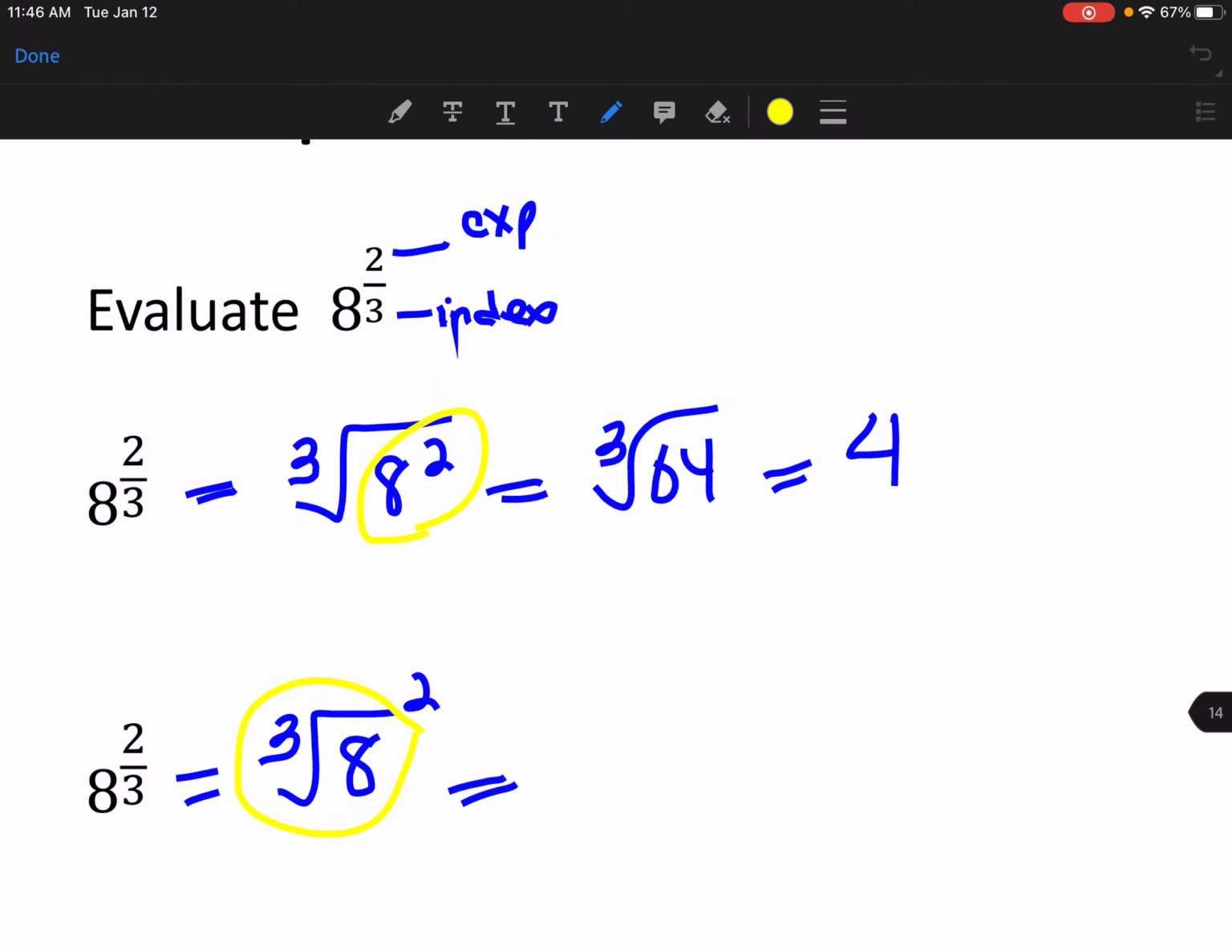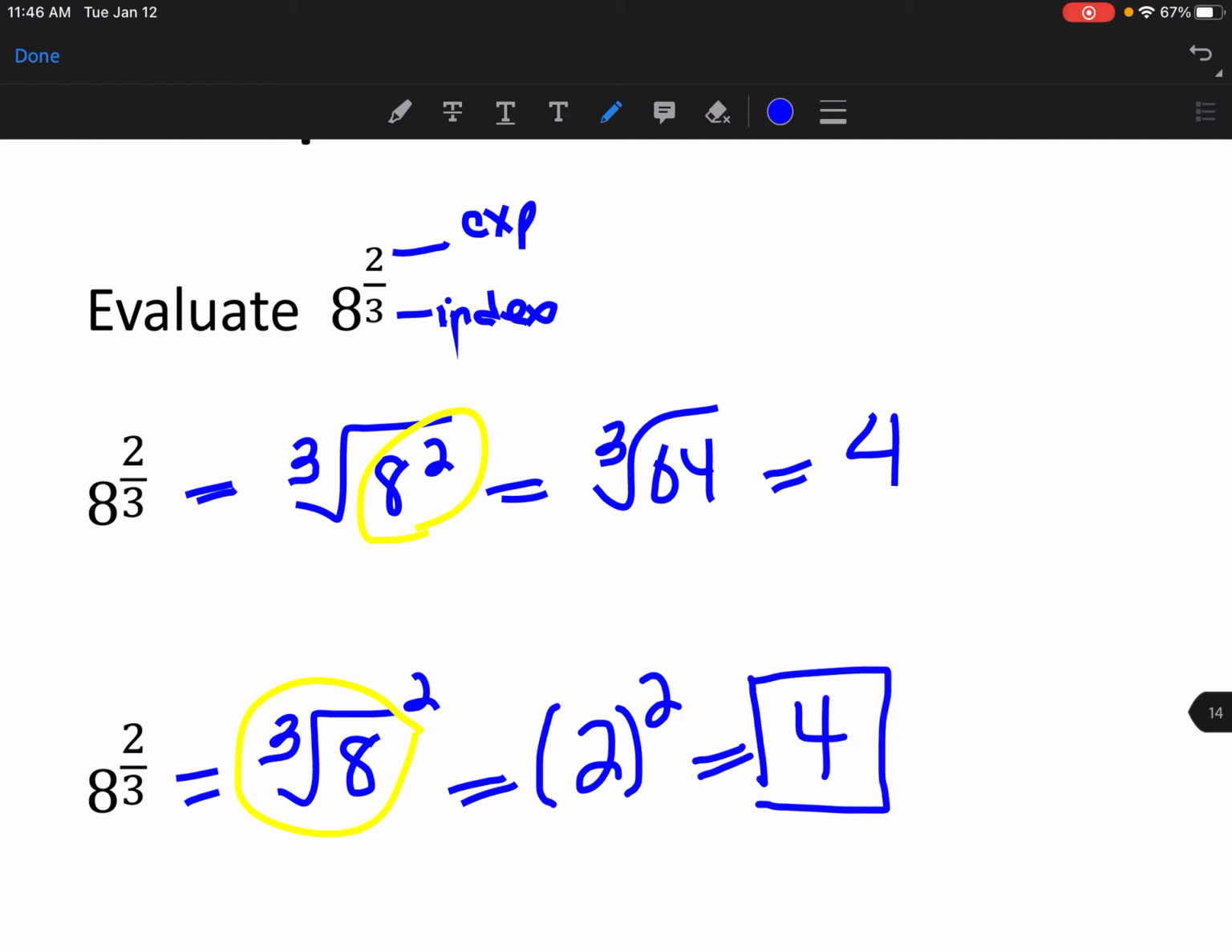So what is the cube root of 8? What number, when I multiply 3 times, I get 8? 2 times 2 times 2 gives me 8, so this is 2. Then I am left with the square. 2 squared is 4. So whether you square the 8 first or you take the radical first, either one, you're still going to end up with the same answer. So that is up to you on which way you want to do that first.